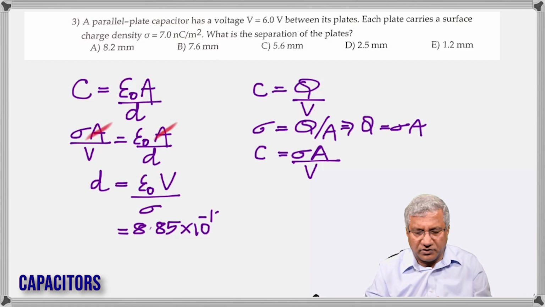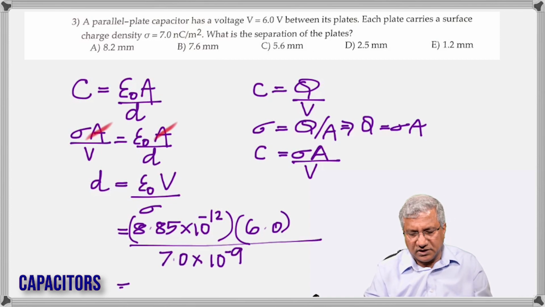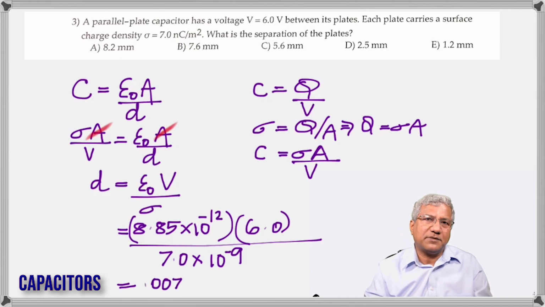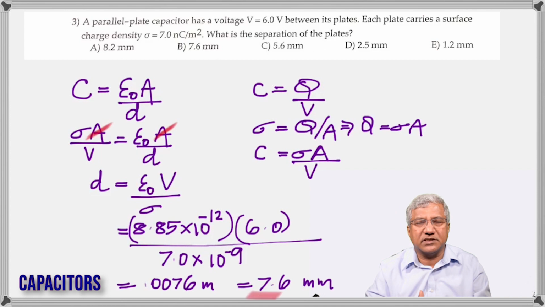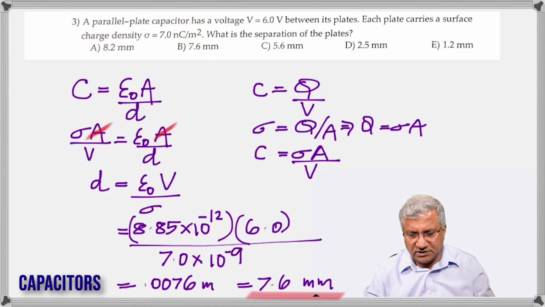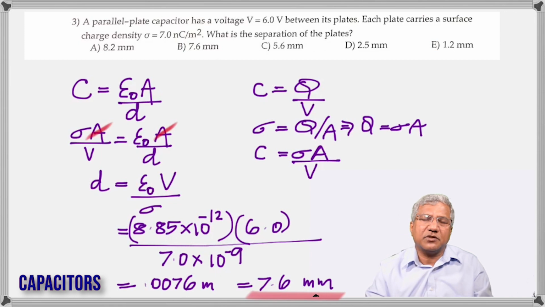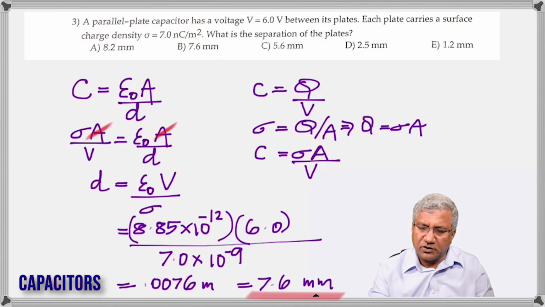So that's epsilon naught. The voltage is given as 6.0. Sigma is given. So 7.0 times 10 to the negative 9. So it's the ability to manipulate these quantities by knowing the relation between these quantities. So D is going to be really small. It's 7.6 millimeters in this case. So that's problem number 3. Let's go to the next one.